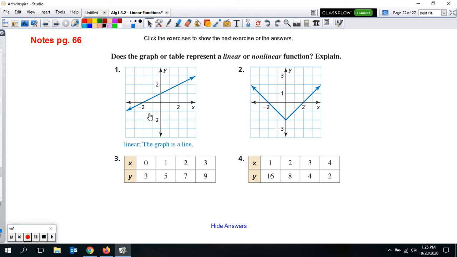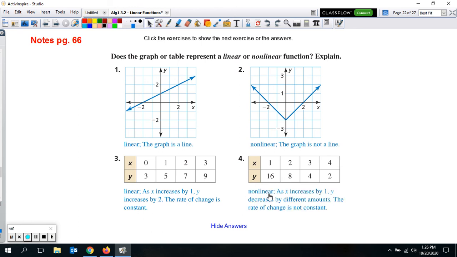Alright, so here's where our answers are. Number 1 is definitely linear, it's a line. 2 is not a linear function, it's nonlinear because it's not a line. Number 3 is linear because it does have this constant rate of change on both x and y. And 4 is nonlinear. It's got a constant rate on x, but y is not going down by a constant rate. So you're going from 8, this one's going down 4, this one's going down 2, that's not a constant rate there. Alright, let's go on to our next one.